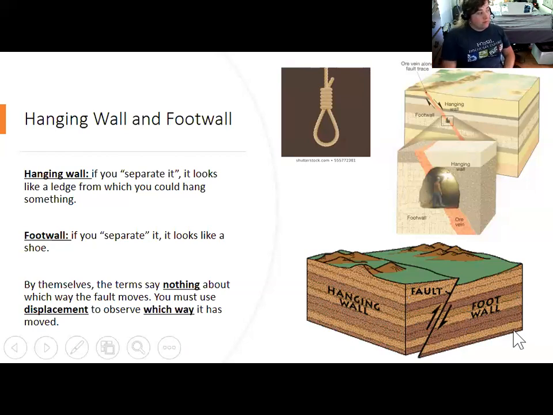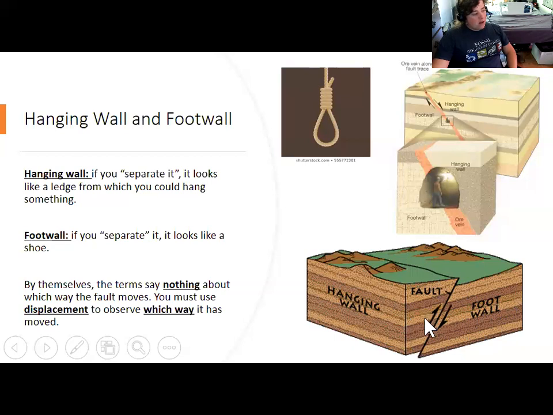And the terms footwall and hanging wall by themselves don't say anything about which way the fault moves. You have to use the displacement that occurs to observe which way it has moved. So in this diagram here, you can see that they've colored a bunch of layers of sedimentary rocks differently. You'll notice 2 consecutive brown layers here. And the only other place you have 2 consecutive brown layers on the other side of the fault is up here. So you'll also notice that the ledge is sort of sticking up here.